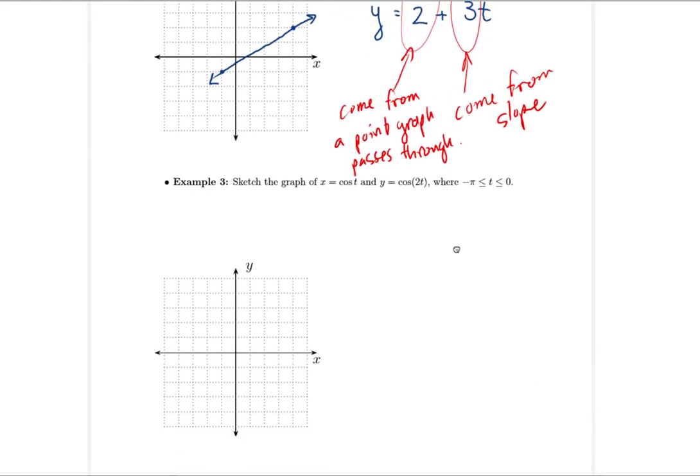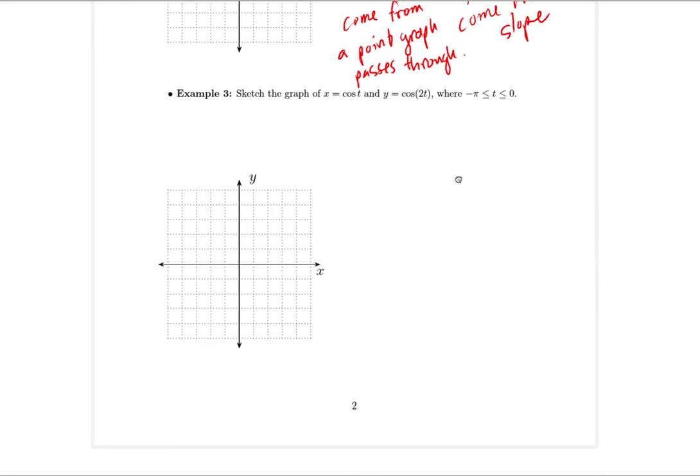All right, so let's do another example, one that's not a line this time. So it wants us to sketch a graph of these parametric equations here, where t goes between -pi and 0. All right, so let's see what kind of things we get here. So I'm going to make a table. So we'll make a table, and like we did in the video notes, that means we're going to have a column for t, a column for x, and a column for y.